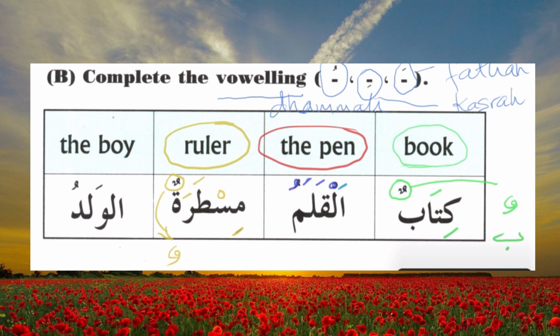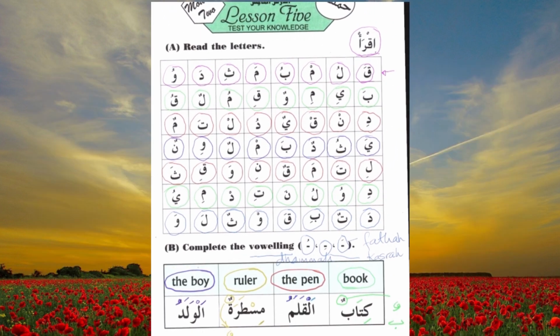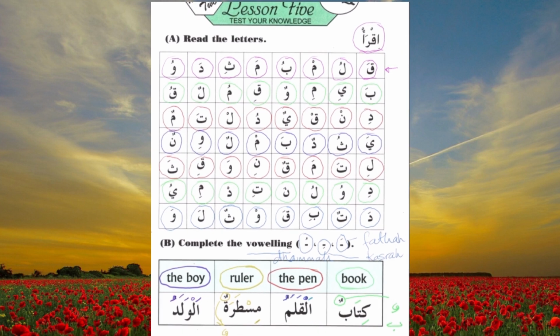And then the last word, the boy, al-waladu. So, the a, l, al, there's the a of wa, al-wa, la, and then du, al-walad, the boy. Right, that concludes the first page which is page 23 of lesson 5.